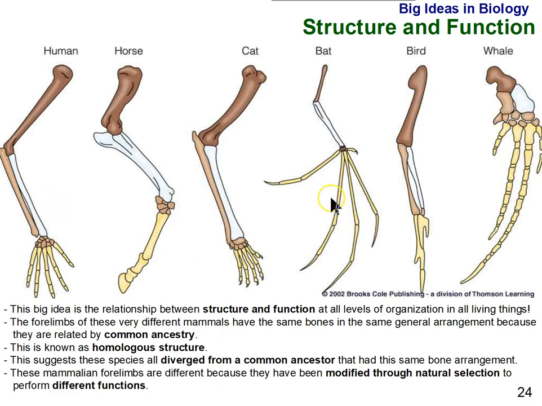And as I explained, these are all different because they've been modified through evolution to perform different functions. So the differences here are the result of what we call divergence, divergent evolution, species becoming different from each other to live in different niches.